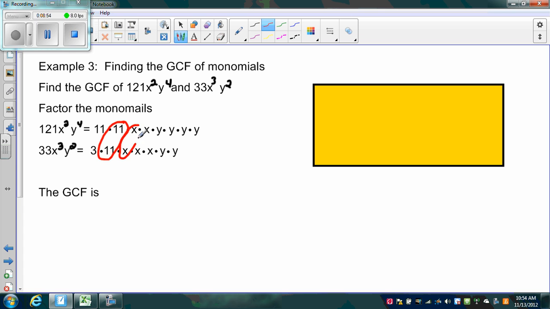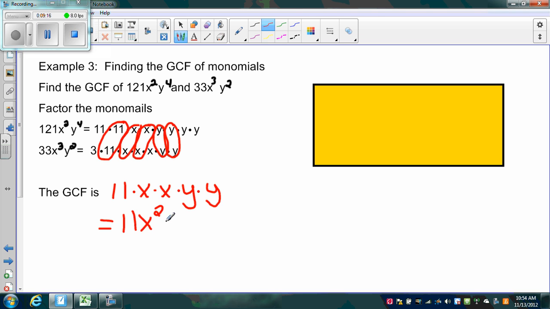So in this case, we have a 3 in common, we have 2 x's in common, and 2 y's in common. So our GCF would be 3 times x times x times y times y, which then can simplify to 3x squared y squared. So that would be the GCF of these two terms.